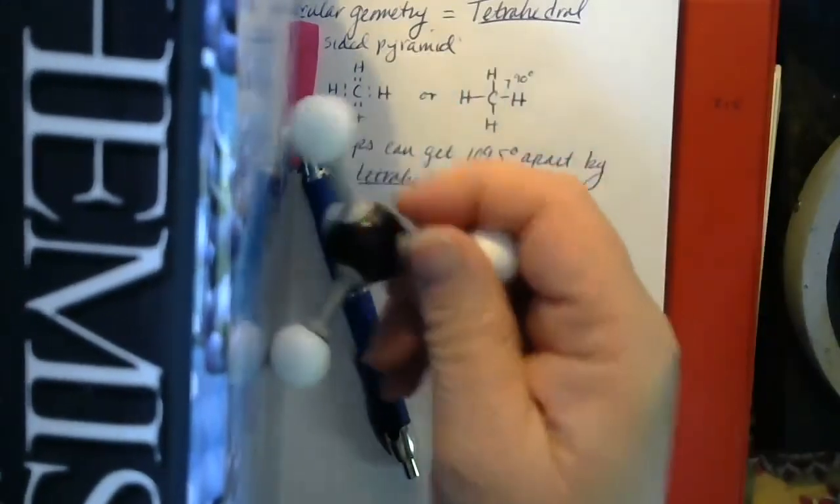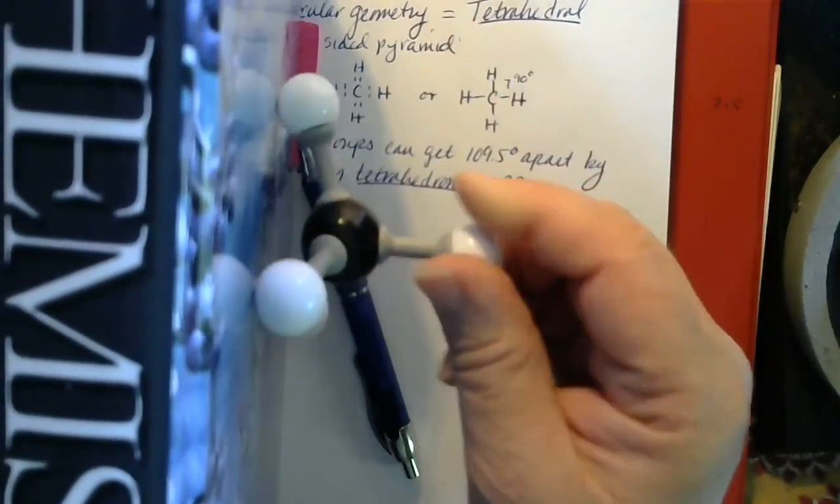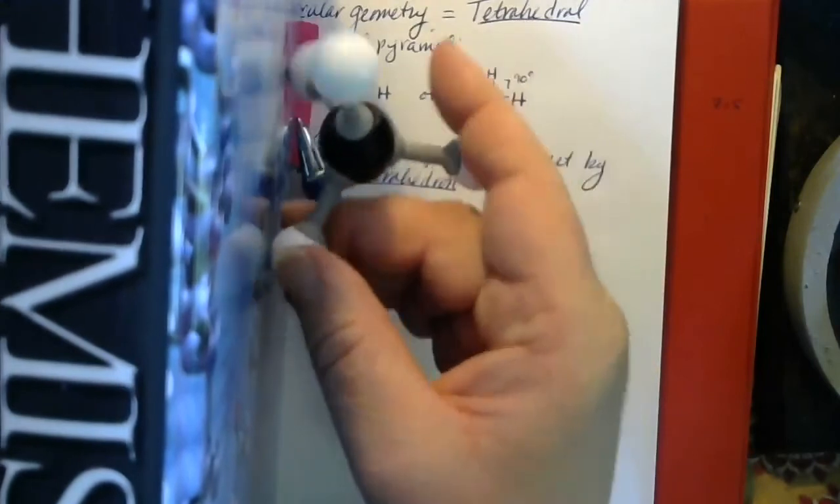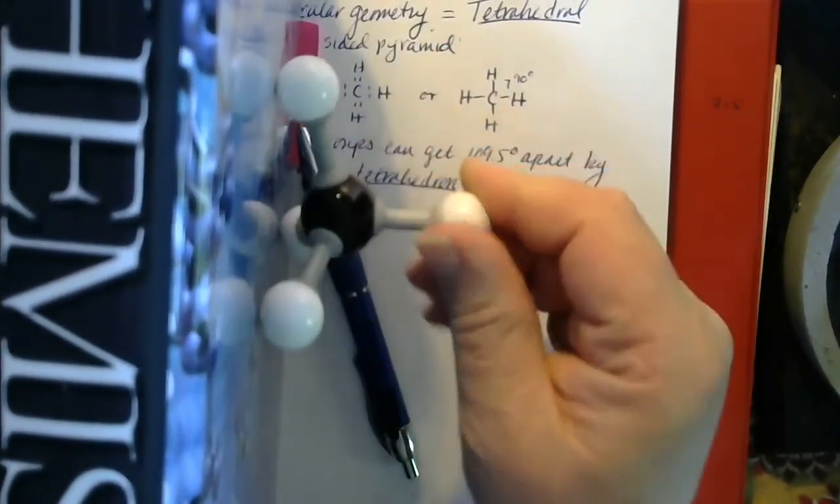If all of the outer atoms are the same, like they are in CH4, then all of the positions on the tetrahedron are equivalent to each other, and you can flip it over and around in every which way, and you won't be able to tell the difference.